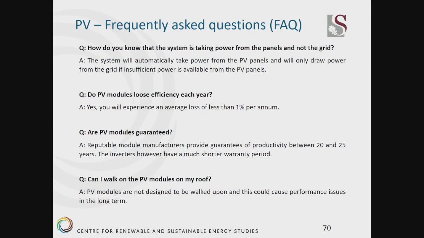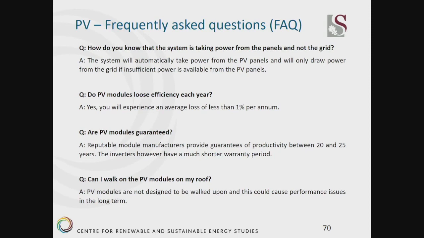Then, do PV modules lose efficiency each year? And the answer on this is yes. You will experience an average loss of up to 1% per annum. So this is important to take into account when you do calculations for warranty purposes. If your panel starts producing less power over 10 years, you have to take this into account before you contact the manufacturer to do a warranty claim.